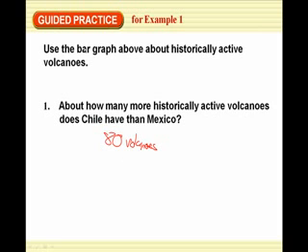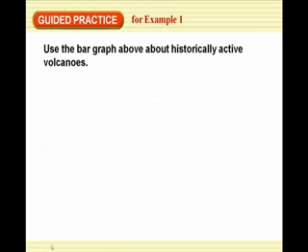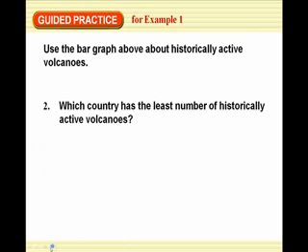Okay, let's see what the next guided practice has us do. Reading graphs, basically. Oh, it does have the answer, about 80. Okay, that's good. Use the bar graph above about historically active volcanoes. So again, which country has the least number?